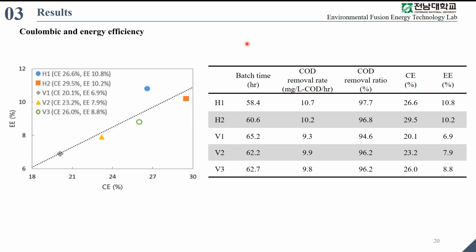Coulombic efficiency and energy efficiency were measured to investigate the effect of different anode configuration on Coulombic and energy recovery efficiencies. The H-type cells showed relatively higher Coulombic efficiency, energy efficiency, and COD removal rate and shorter batch time than those of the V-type cells. On average, Coulombic efficiency was 25.1%, energy efficiency was 8.9%, COD removal rate was 10.0 mg per liter COD per hour, COD removal ratio was 96.3% and batch time was 61.8 hours.